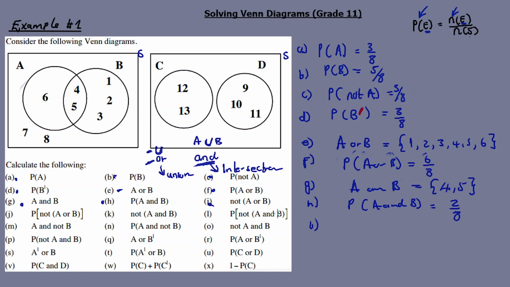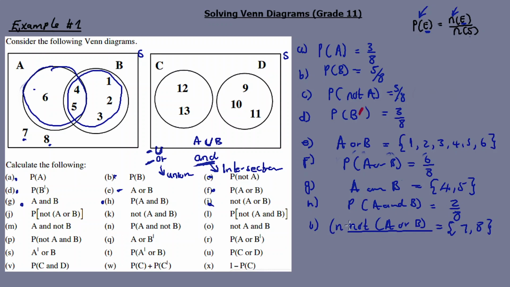I. So now, not A or B. Okay, so this is A or B, not A or B. It's everything outside A or B, which is 7 and 8. So 7 and 8. They require us to list all the outcomes. If it was N, if it was N like this, then we would have 1 2.